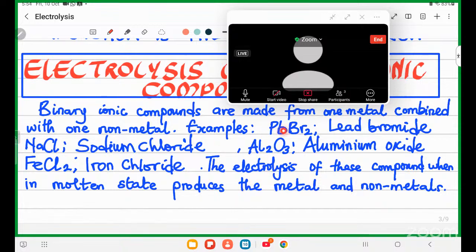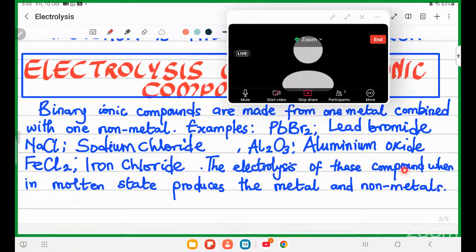Example, this is lead bromide. The metal there is lead, and the non-metal there is bromine. So it forms lead bromide. So it's an example of a binary ionic compound. Do you understand that? Yeah. Okay, another example of a binary ionic compound is sodium chloride, NaCl. Sodium is the metal, and the second one, chlorine, is the non-metal. Another example is aluminum oxide, Al2O3, iron chloride.